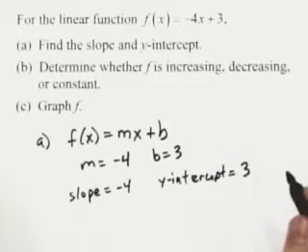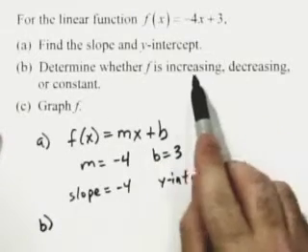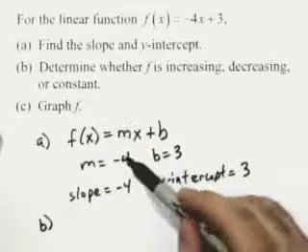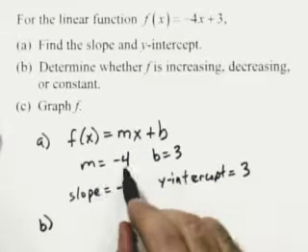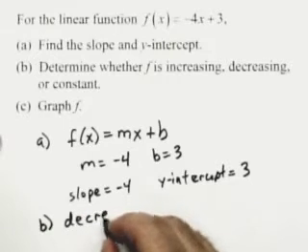For part B, to determine whether the function's increasing, decreasing, or constant, we simply look at the slope. Since the slope is negative, we know that the function will be decreasing.